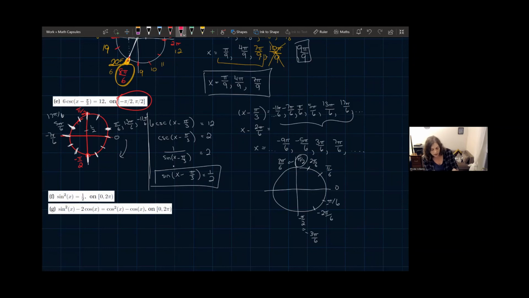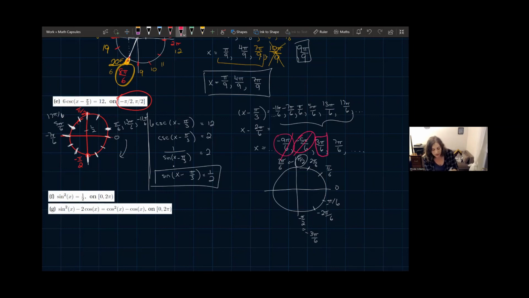So going back to my list, I can see that -9 pi on 6 is not in my region. It is too far into the negatives. Same thing for -5 pi on 6. My region ends at -3 pi on 6. So those would not be included.